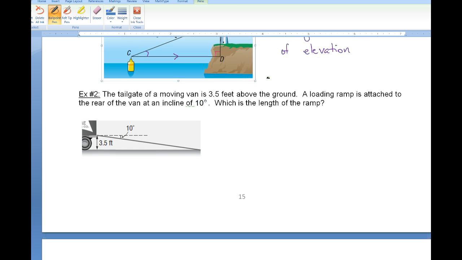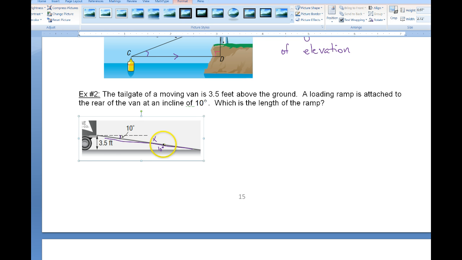Okay, so let's look at the next example. The tailgate of a moving van is 3.5, so here's 3.5 feet above the ground. A loading ramp is attached to the rear of the van at an incline of 10 degrees. What is the length of the ramp? So we're looking at this ramp, so I'll call that X. Now, since this is 10 degrees, this is also 10 degrees. So picture here we have a kind of skinny right triangle. And in relation to this 10 degrees, this would be opposite, and this would be the hypotenuse.